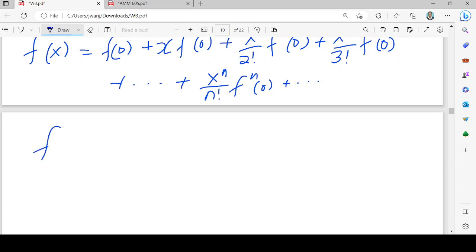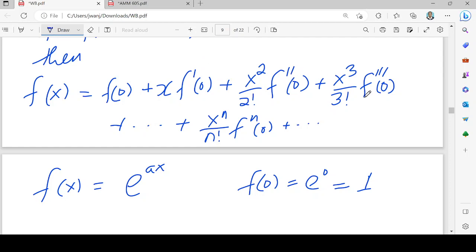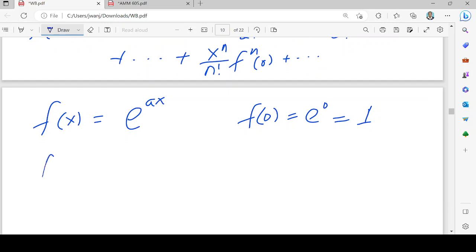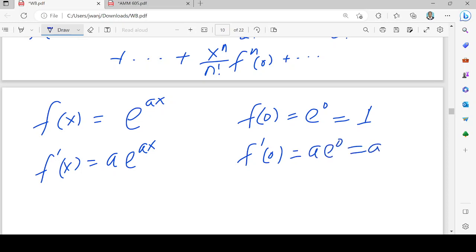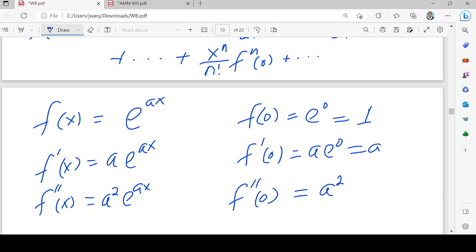Now, if we consider the case where the function f of x is equal to e raised to power, say, ax, then we will need to find f of 0, which is e raised to power 0, and e raised to power 0 is 1. Then we need to find the first derivative, the second derivative, the third derivative, and so on. So we differentiate this function to get f prime, which is a times e raised to power ax. Then we find the value of that at 0, which is a times e raised to power 0, and this is equal to a. We find the second derivative, which will be a squared e raised to power ax, and we find its value when x is equal to 0, which will give us a squared times e raised to power 0.